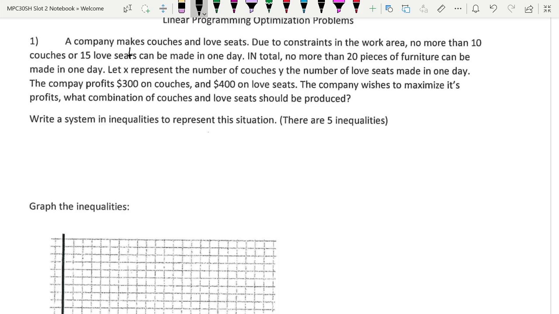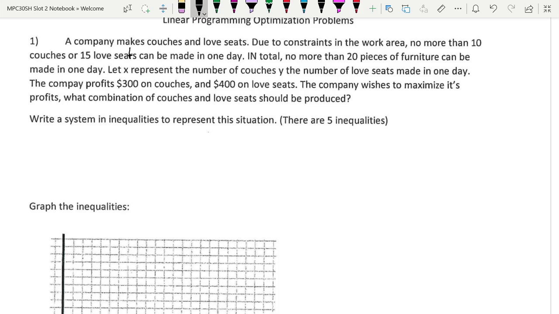Let X represent the number of couches, Y the number of love seats made in one day. The company profits $300 on couches and $400 on love seats. The company, of course, wants to do what all companies do and maximize its profits. What combination of couches and love seats should be produced? Write a system of inequalities to represent the situation. Okay, and there's 5 of them. What are the 5 inequalities?